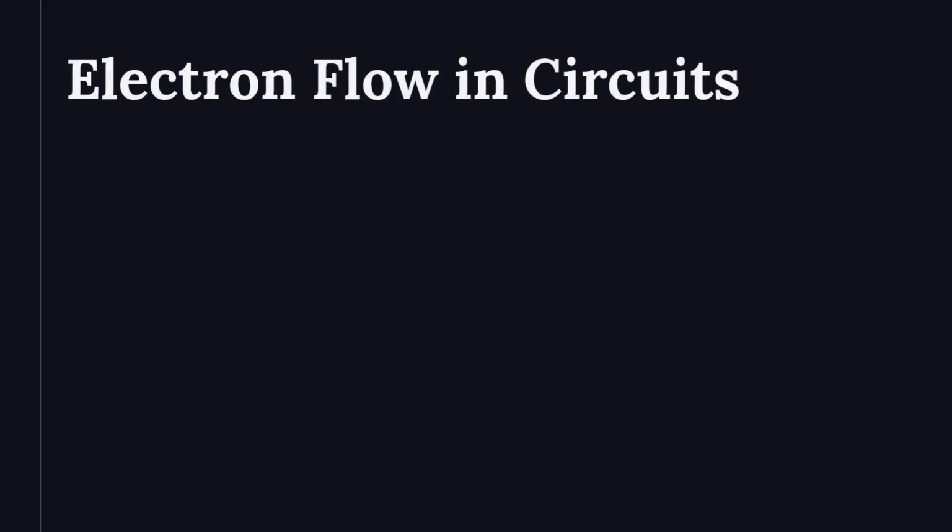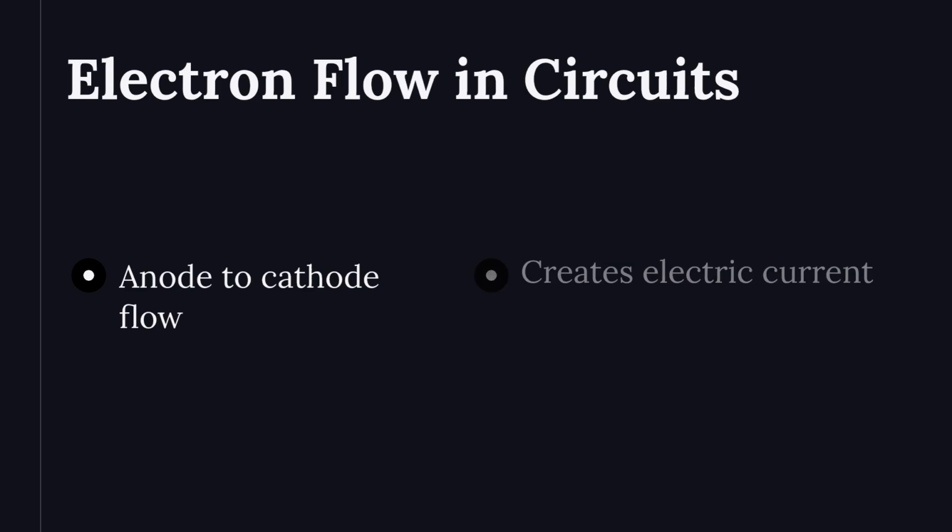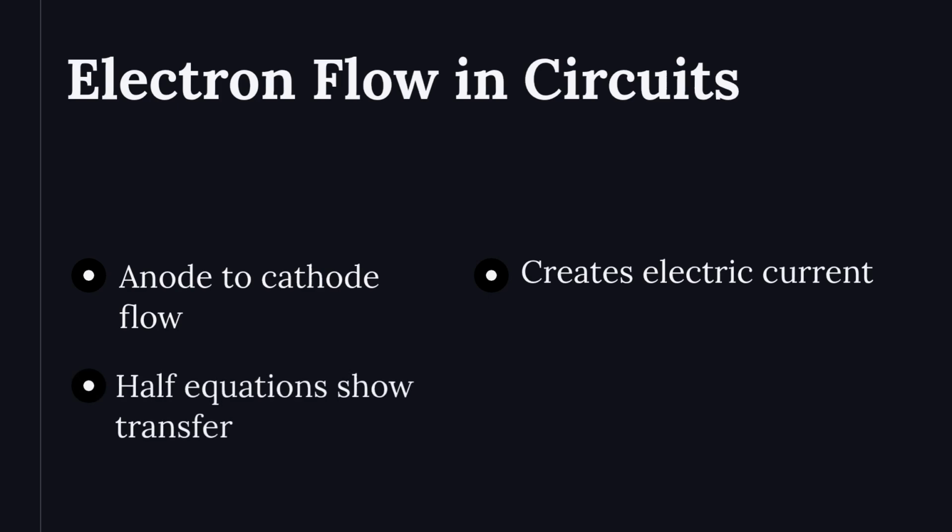Electrons flow from anode to cathode through an external circuit. This flow generates an electric current. Half equations illustrate the electron transfer at each electrode. Combining them gives the overall redox equation. Electron flow is essential for understanding electrochemical cell functionality.